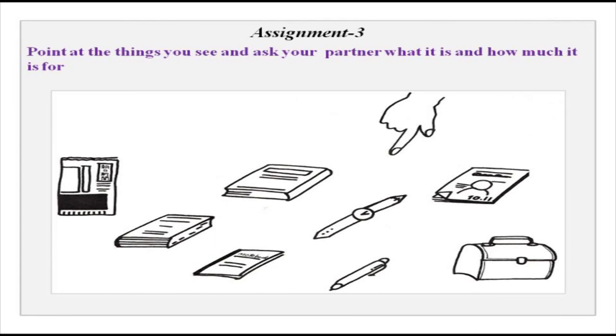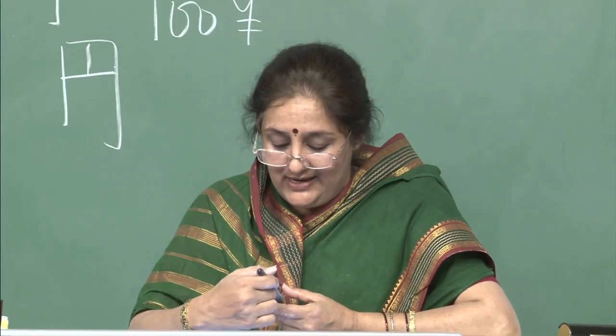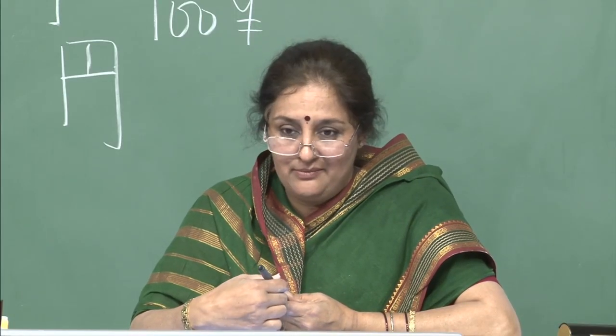Now, there is a small picture here again and someone is pointing. Some things are close to this person and some things are far away. So all you have to do now is to name the objects and tell how much it is for, with your partner and please loudly. In the end, I would like to say please finish all this very nicely so that we can do our next lesson next time.